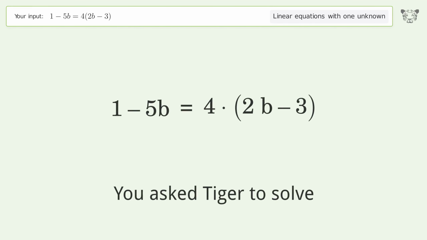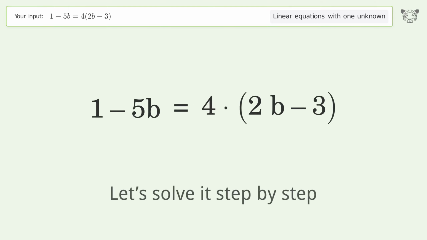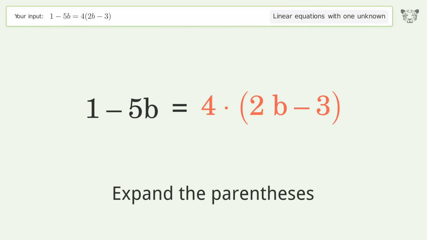You ask Tiger to solve this. This deals with linear equations with one unknown. The final result is b equals 1. Let's solve it step by step. Simplify the expression. Expand the parentheses.